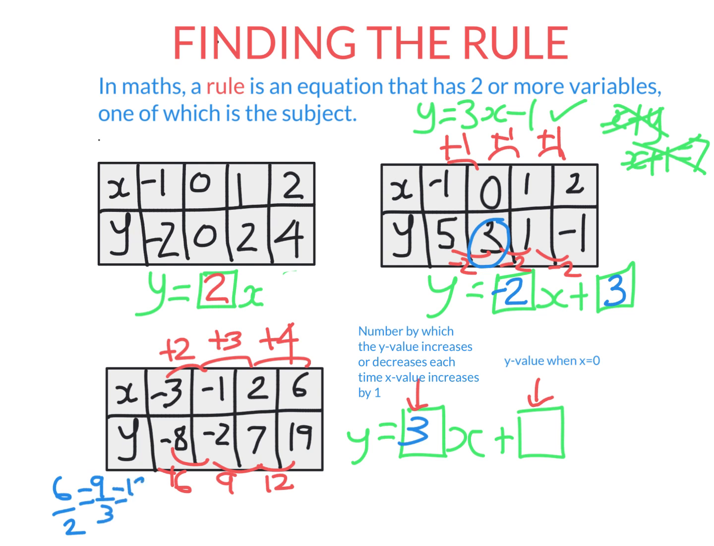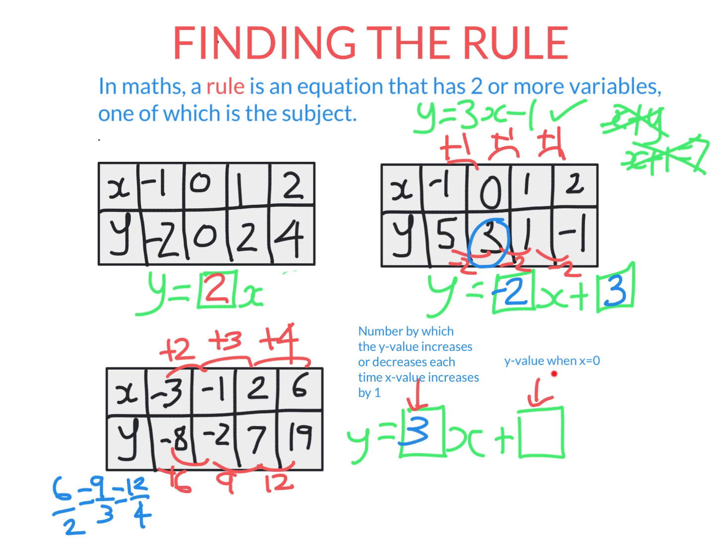How much y goes up by? The increase in y divided by the increase in x. If x goes up by 4, y goes up by 12. That means if x were to go up by 1, y would go up by 3 each time. So that's why I put a 3 in the first box.